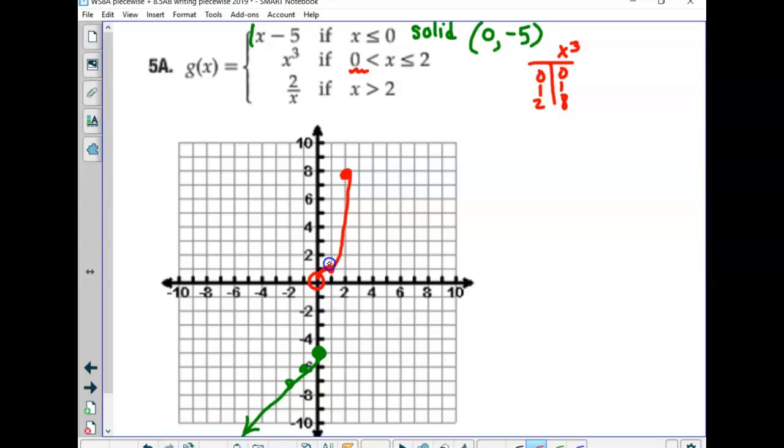Anyway. And then starting at 2, what's happening? It was a solid circle at the top, right, at 2, 8. But now I have an open circle. Where does this one go? If I put a 2 in over there, I got out a 1. 2, 1 gets an open circle.